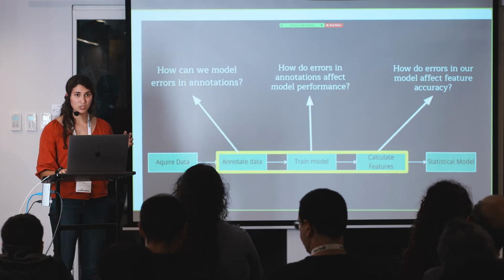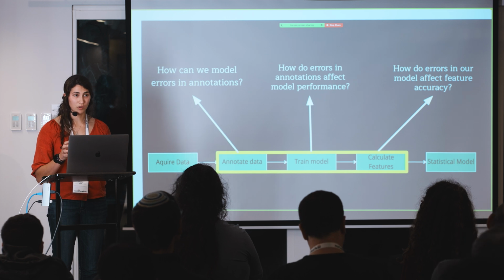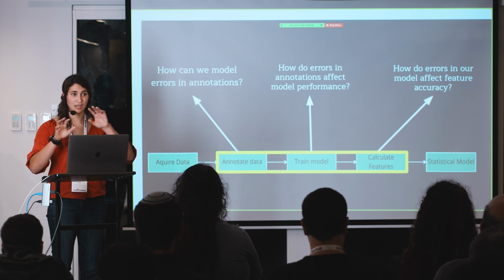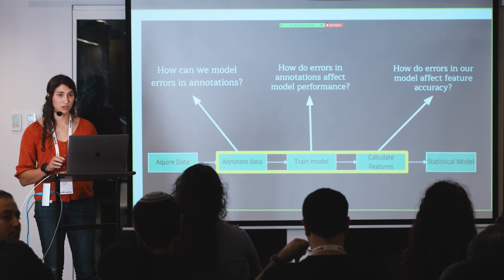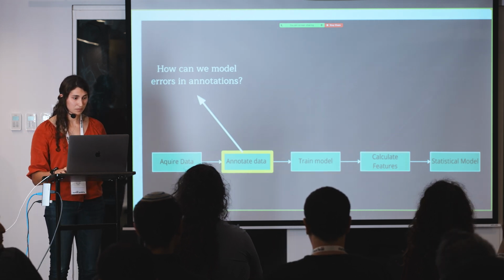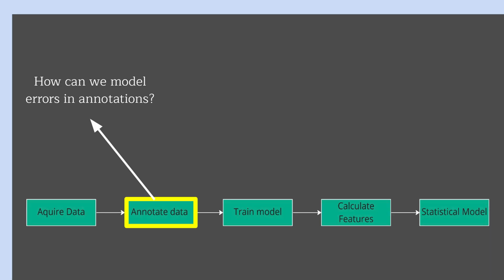Once we understand that, we'll see how the output of our structuring model, our model that gives us different cells and their locations, how do the errors here affect our feature calculation, our feature accuracy? So let's start with the first question.